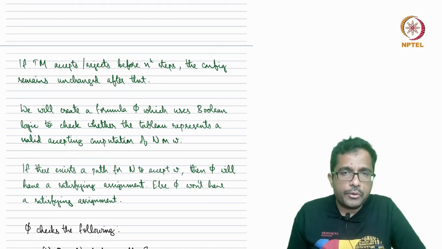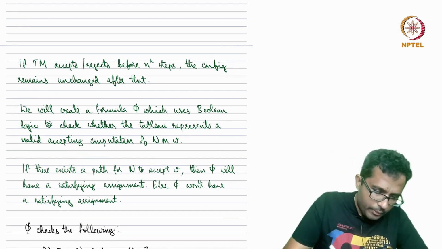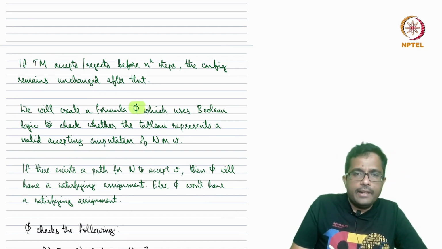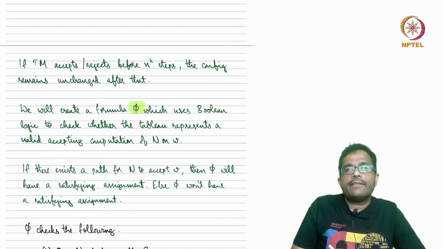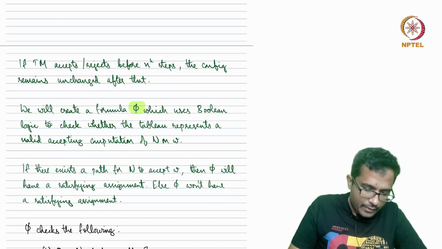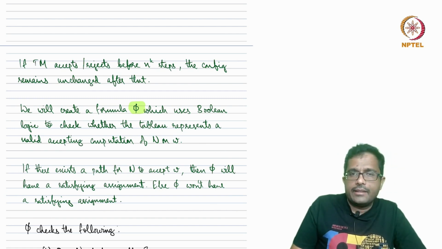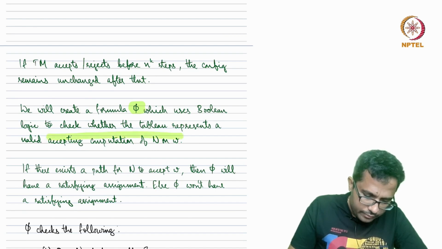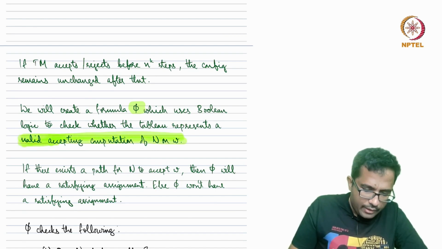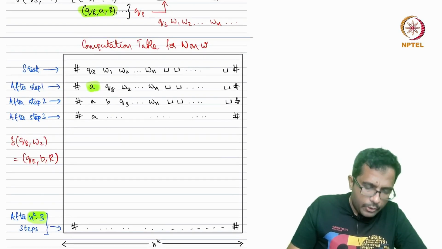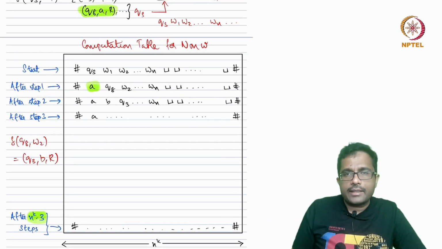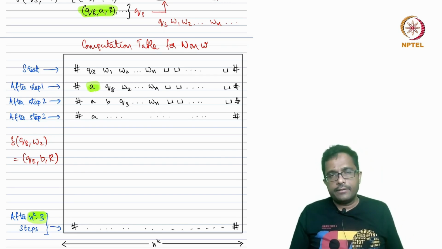And the formula that we want to create, we'll call it phi, will check whether there is a valid sequence of computations that leads to accepting for the Turing machine N on W. Basically, if N accepts W, there is a valid sequence of computations, and the formula is asking, is there a valid sequence of computations?